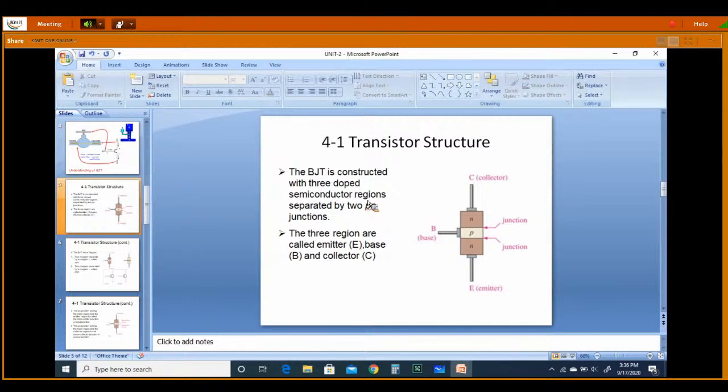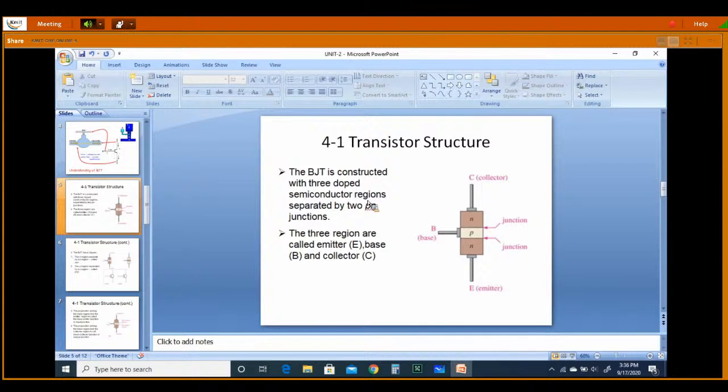Now it has 2 junctions. Between base and emitter is one junction, the base emitter junction. Between base and collector is another junction, the base collector junction. In the next class, madam will discuss in detail by applying the 4 possible combinations. This is a simple BJT structure. By applying biasing, that is, by connecting different possibilities of DC sources, madam will explain what is going to happen.